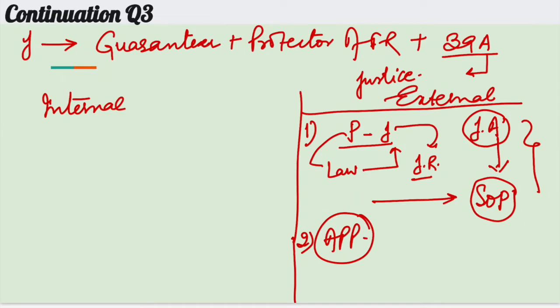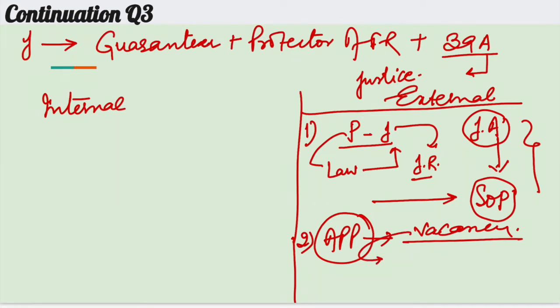The second point, the appointment. Obviously, appointment is done by the collegium system. The judges forward the names of the senior most judges, and then they will be appointed by the president on the recommendation of the central government. But what is the central government doing? The central government is not taking any action on the names forwarded by the collegium. So basically, this is resulting in vacancies.